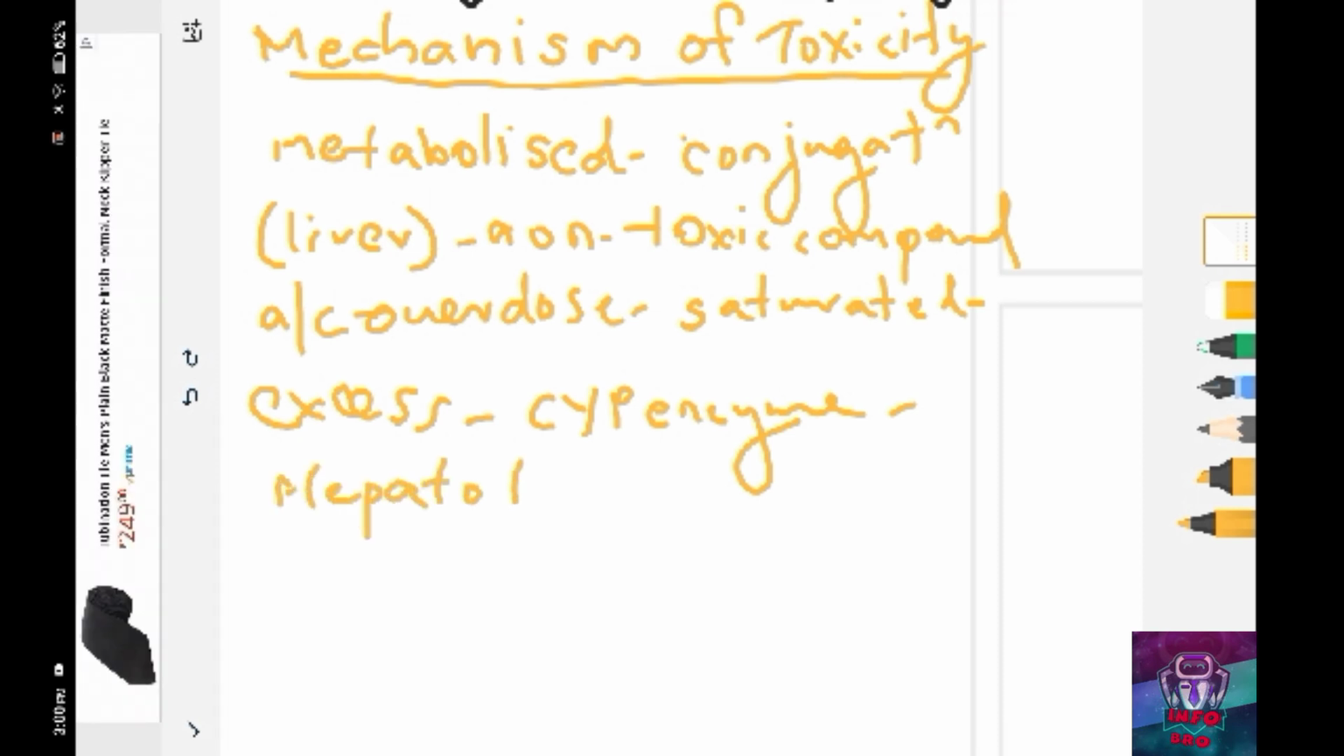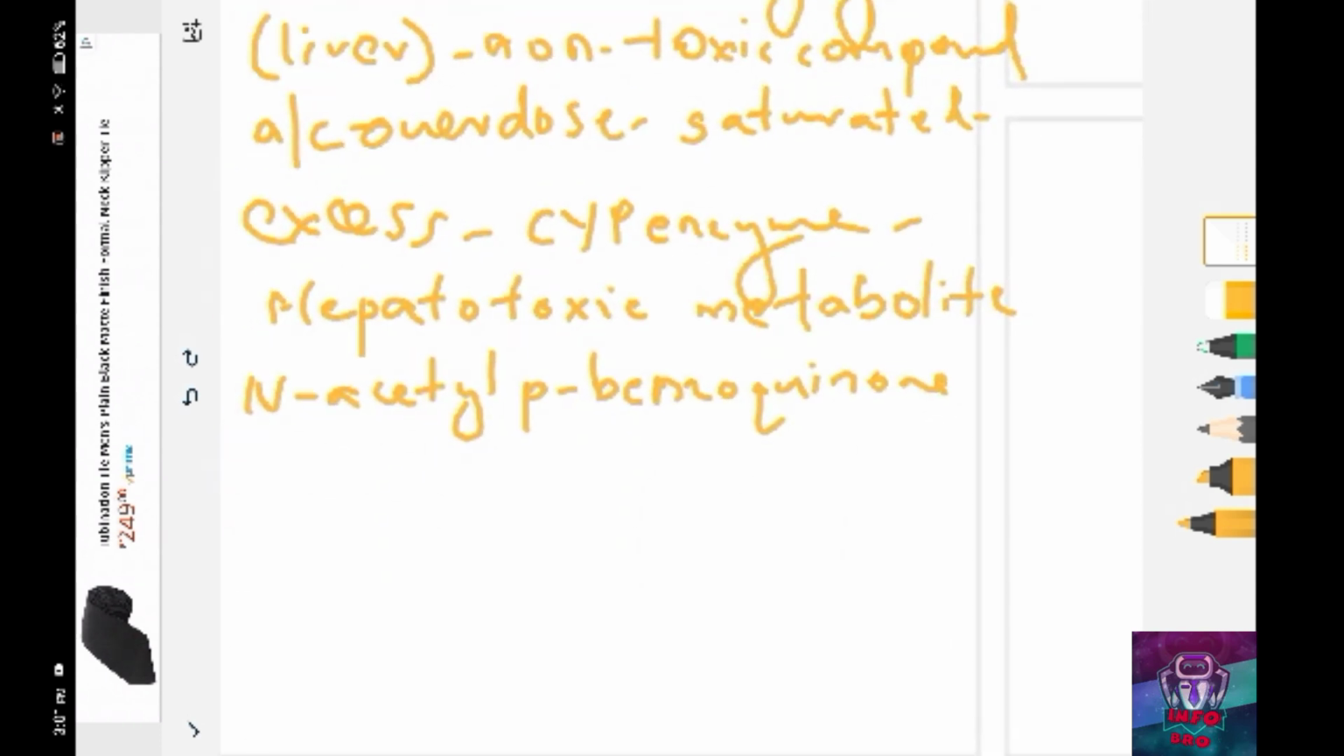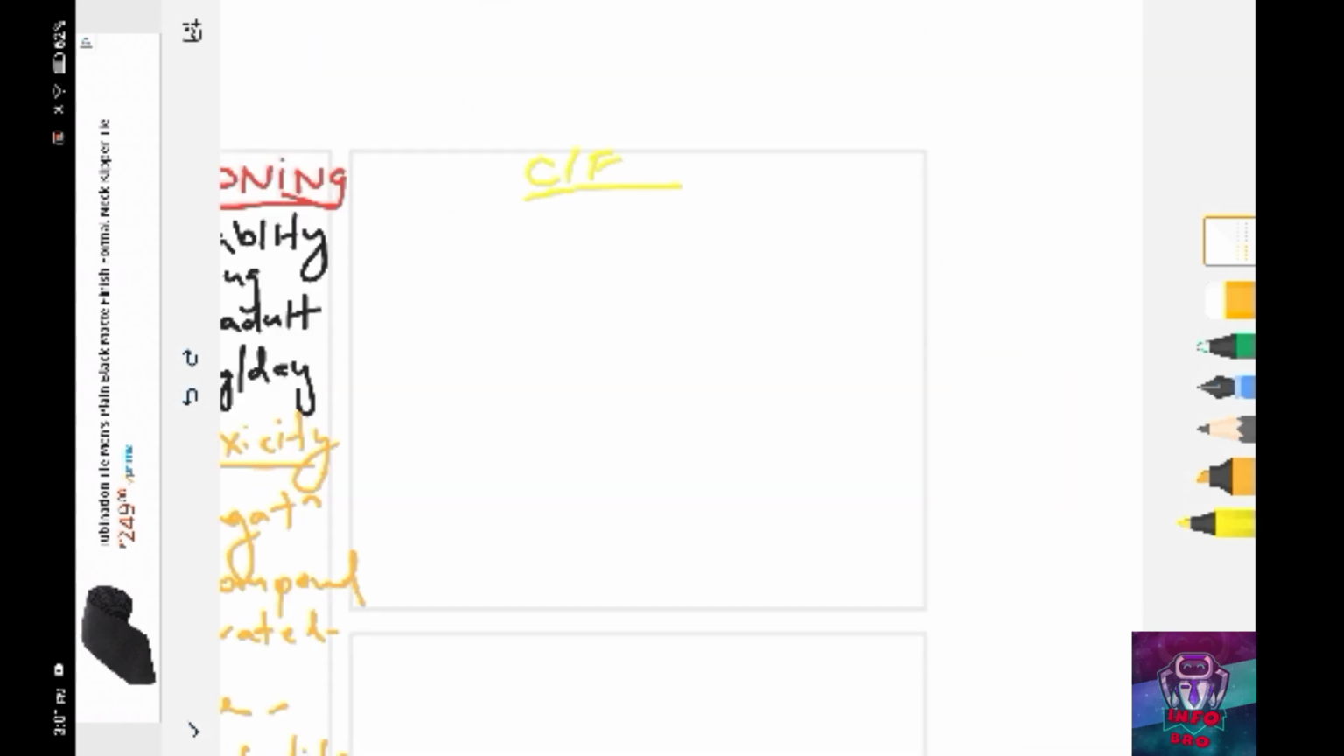And what is produced by this enzyme? It produces a hepatotoxic metabolite, N-acetyl-p-benzoquinone imine. You have to remember this: NAPQI, and this leads to hepatic injury.